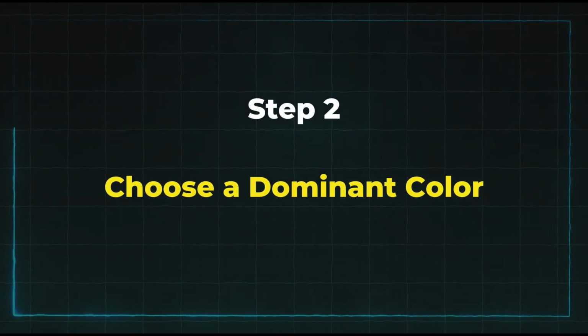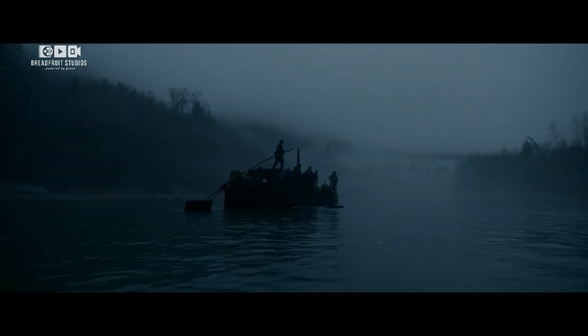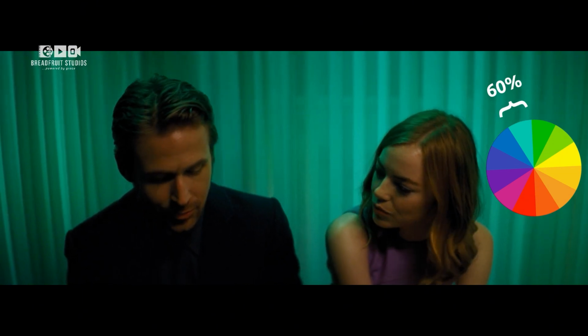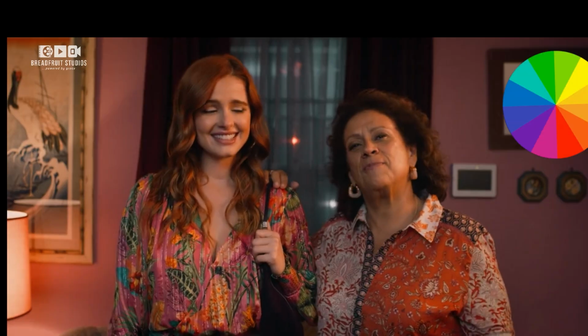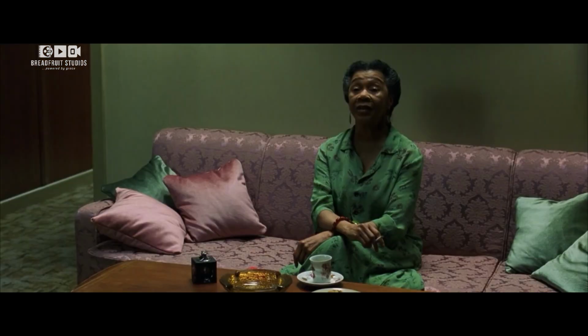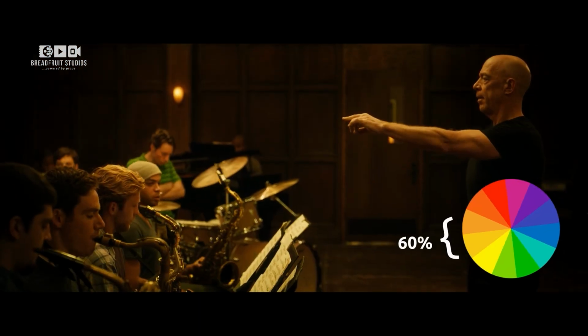Step 2. Choose a dominant color. Now that you know the mood, pick one dominant color to drive the visual tone. This becomes your emotional anchor, present in costumes, lighting, set design, or post-grade. Think of it like the main instrument in a musical score.